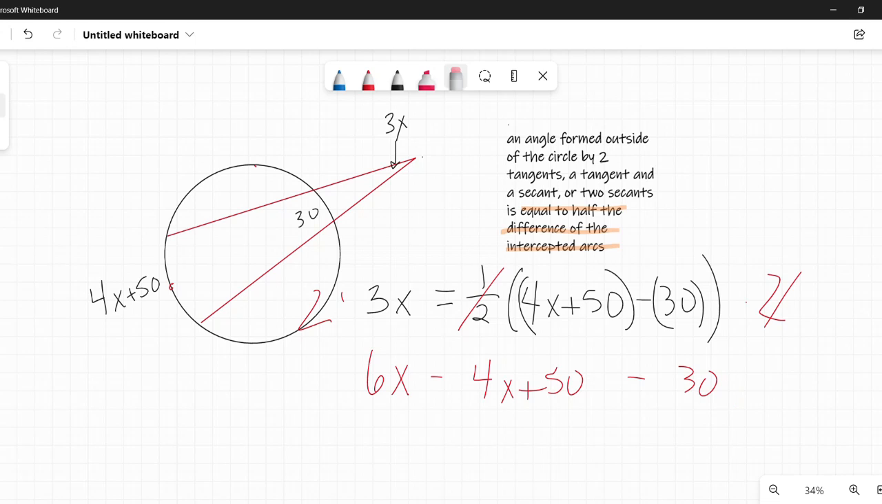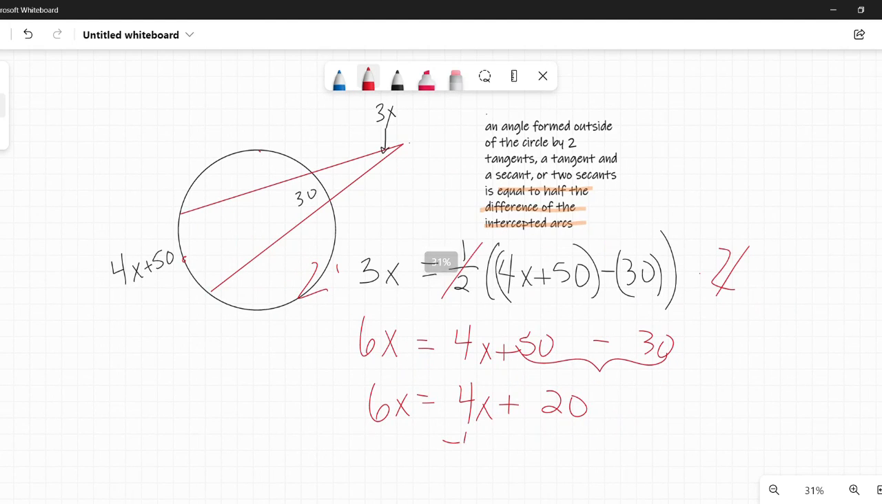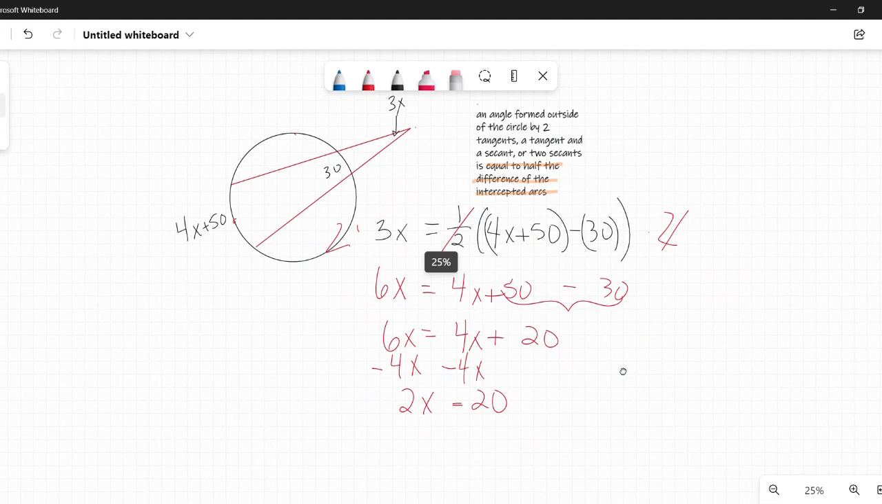50 minus 30 is 20. So I have 4x plus 20 equals 6x. I'm going to subtract 4x on both sides to get all the x's on one side and numbers on the other. So on the left, I have 2x, and on the right, I have 20. I divide both sides by 2, and I get that x equals 10.